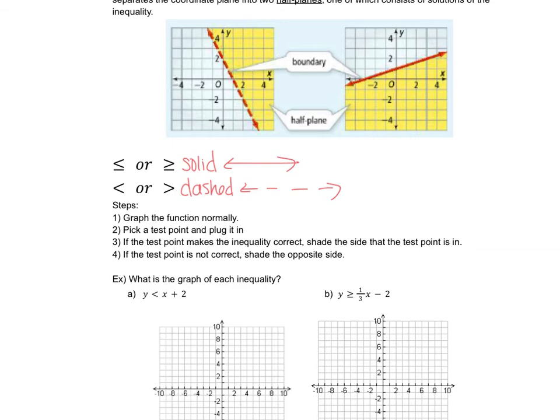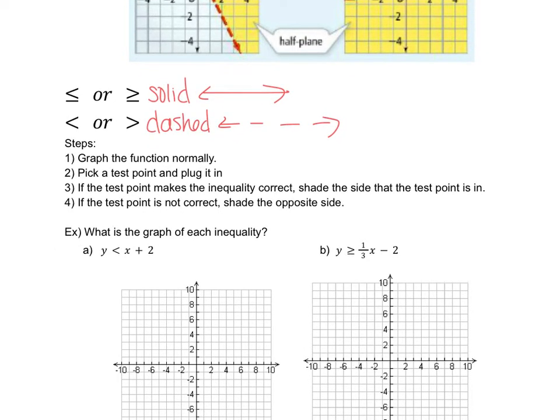Okay? So the first steps whenever you're doing this are kind of the same as when you just graph a regular line, depending upon which way they give you the equation. So you graph the function normally, and then you need to know if it's going to be a solid or dashed line before you connect your points, and then pick a test point and plug it in, and I'll show you how to do that. If the test point is true, you'll shade that side that the test point is in. If it is not true, then you'll shade the opposite side.